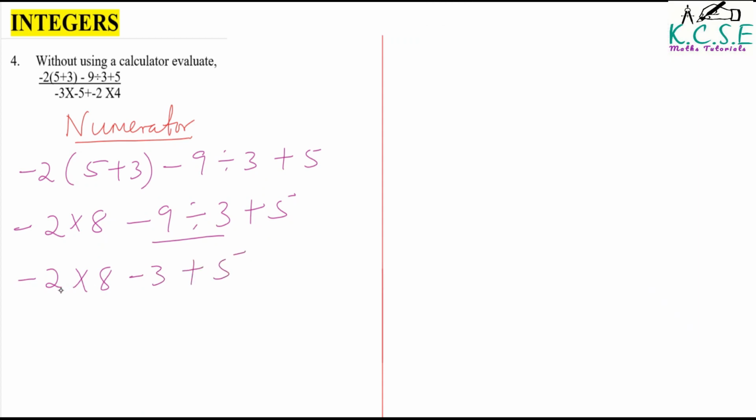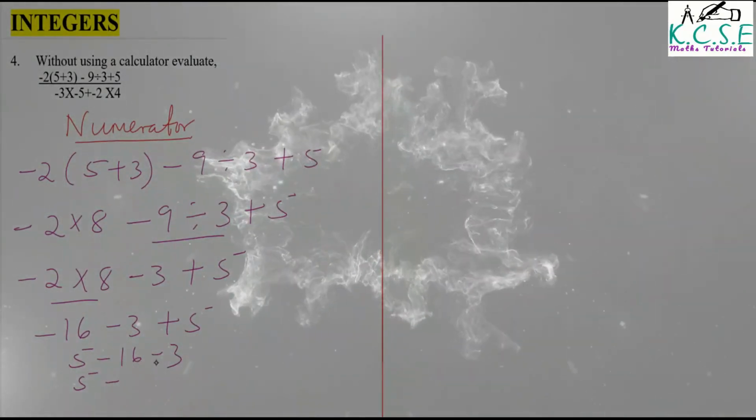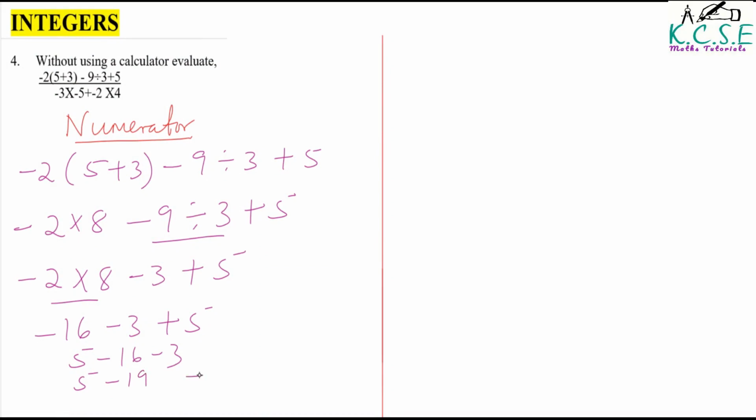The next operation that we should work out, here we have multiplication, subtraction, and addition. We should go to multiplication, should come first. Negative 2 times 8 is negative 16. Then negative 3 plus 5. We're almost finishing this part. So we have now subtraction and addition. We start with addition first. So negative 16 and negative 3 will be negative 19. And this gives 5 minus 19, which gives negative 14. That is the numerator. Let's go to the denominator.